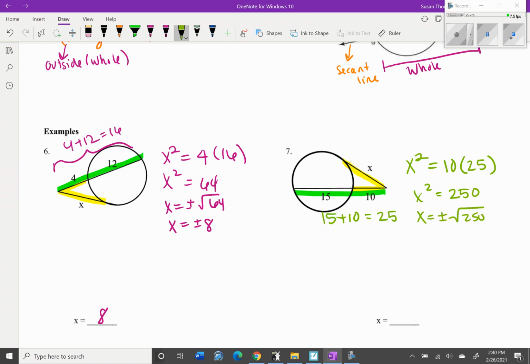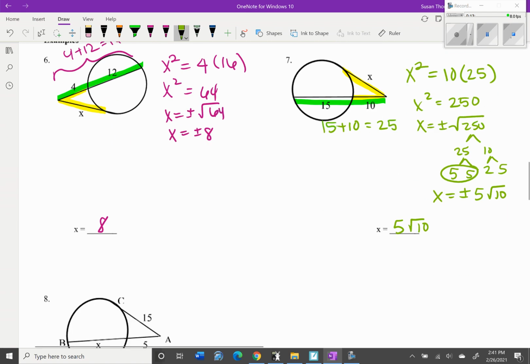So 250 is not a perfect square, so x is equal to plus or minus the square root of 250. So we're going to have to break this down. We know this is 25 times 10, and 25 breaks down into 5 and 5, and 10 breaks down into 2 times 5. So we only have one group that we can take out. So x is equal to plus or minus 5 times the square root of 10. So our answer would be 5 root 10. Of course, we don't use the negative answer.